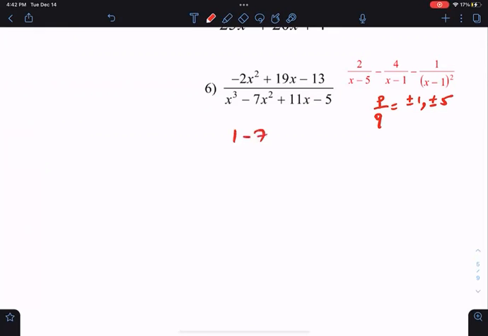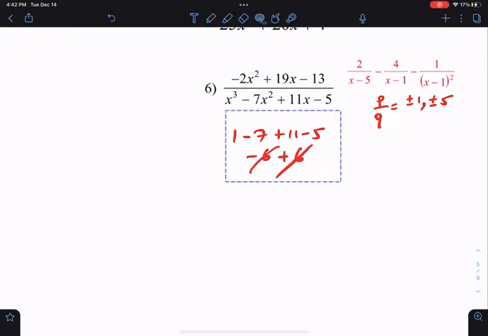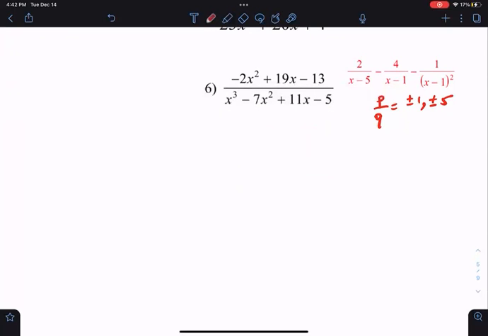So 1 minus 7, right? You need to plug 1 in for each x, right? So you get 1 minus 7 plus 11 minus 5. So you get -6, this is 6, so they cancel. So that's one of the solutions, right? x equals 1 is one of the solutions. But in reality, x minus 1 is the factor.